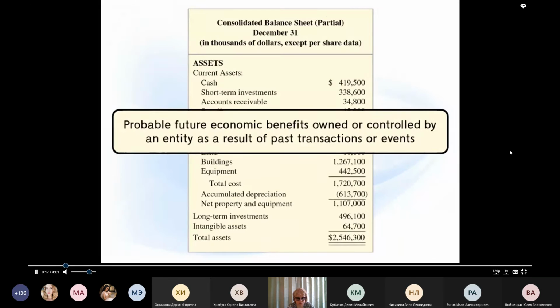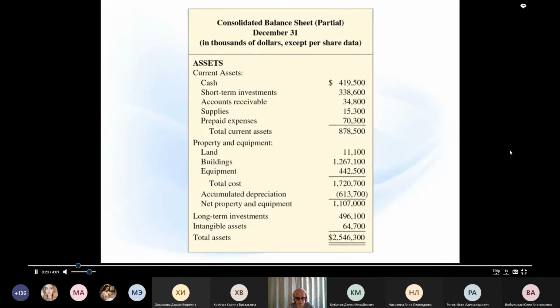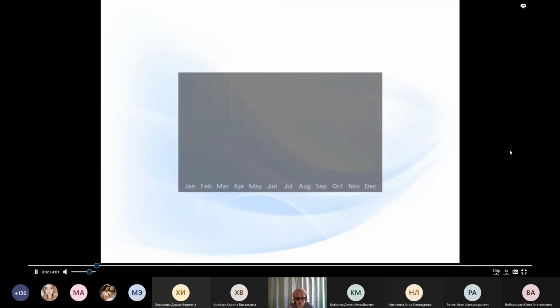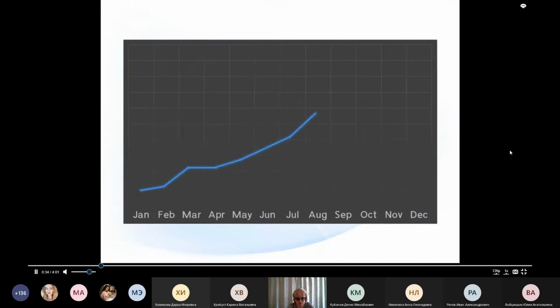Assets are probable future economic benefits, owned or controlled by an entity as a result of past transactions or events. To decide if something is an asset, ask yourself two questions. First, does the company own or have a legal right to it? Second, if so, does it have a benefit that will last beyond the next few weeks?